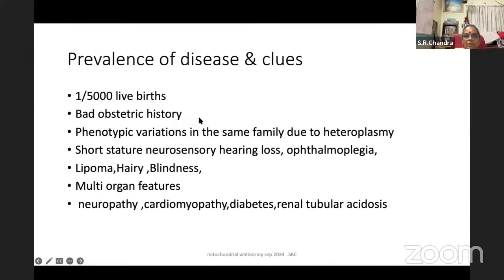And phenotypic variations in the same family. As I said, due to the heteroplasmy or the bottleneck effect, each one depending on the type of abnormal mitochondria inherited will have different types of mitochondrial disease. Common features are short stature, deafness, eye movement problem, lipomas, excessive hair, blindness, multi-organ failure, neuropathy, cardiomyopathy, diabetes, renal tubular acidosis.